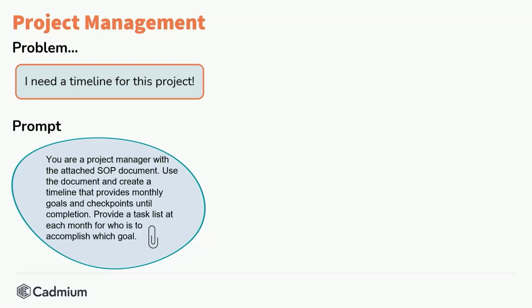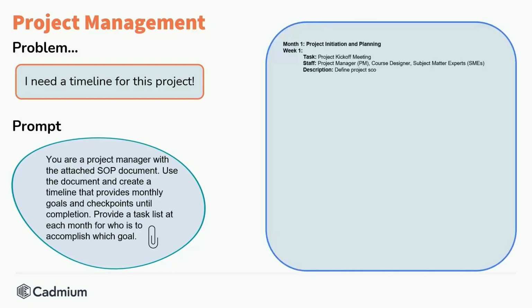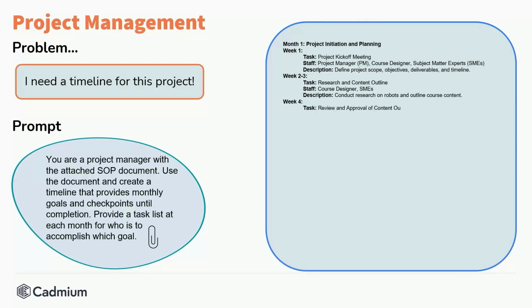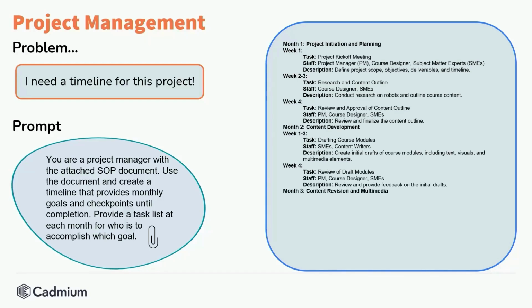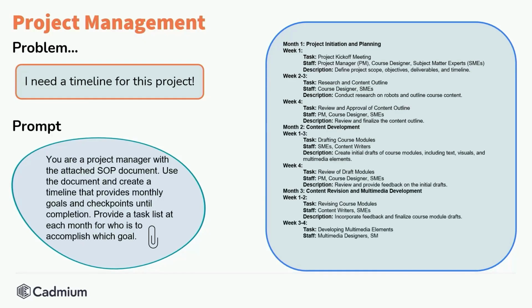Maybe I'm going to give it a 50-page manual. And you can attach documents through most of the paid versions of these generative processors. ChatGPT is one of them. So now that you have all of this information, provide me a task list each month for who is to accomplish which goal. And that is easy for any AI to do. And it's not going to be perfect, but like most of these examples, AI is giving you a heck of a head start in anything.